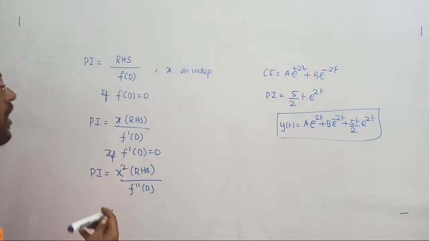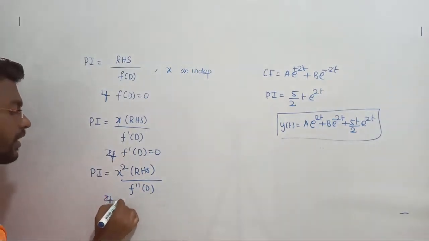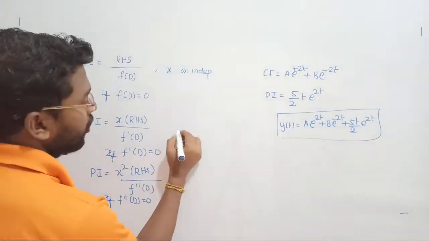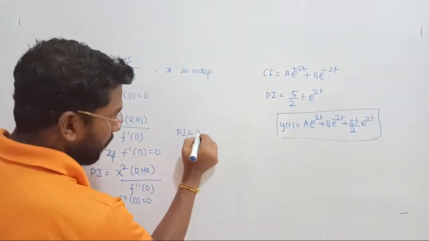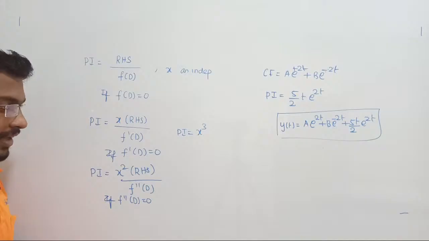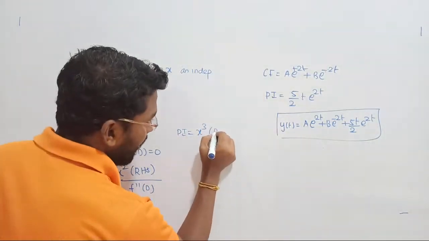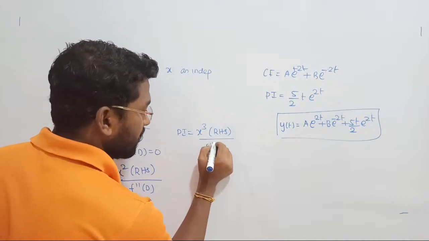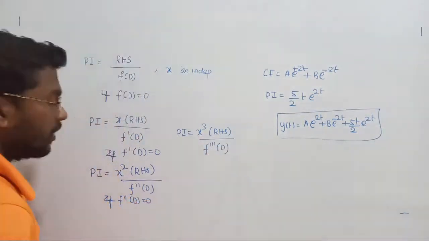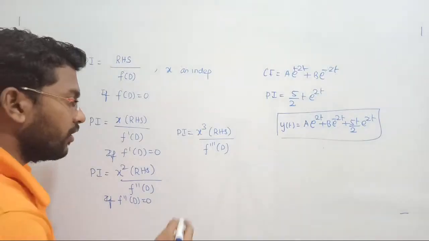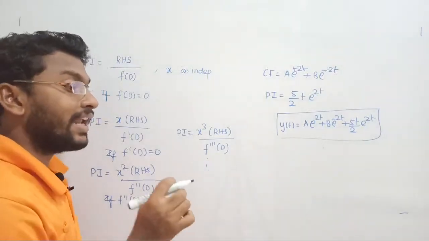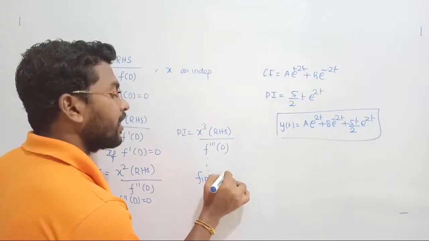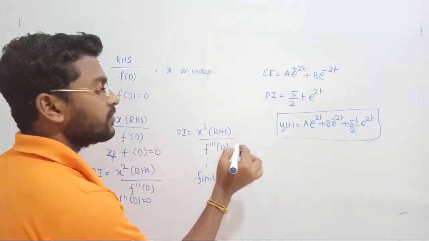Suppose you are getting 0 again, if f double dash of d also becomes 0, again go to the numerator, multiplied by one more x such that it will become x cube into, again write the answer, half of the s plane upon f triple dash of d. Suppose triple dash also is going to be 0, then you will have to repeat the procedure until the arrival of the finite value. You have to keep repeating this procedure until you get a finite value.